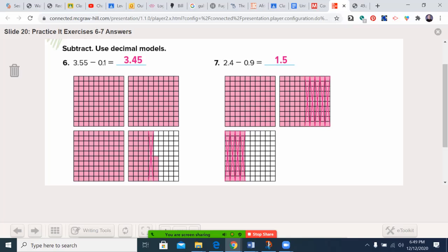2.4 minus 0.9, so 2 and 4/10 minus 9/10. You see I have my 2 and 4/10 colored in. I am going to get rid of 9/10. Those 4 are gone. These 5 are gone. That leaves me with 1 whole and 5/10, so 1.5.